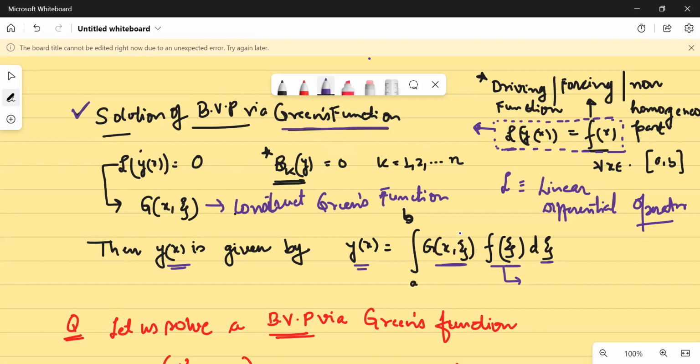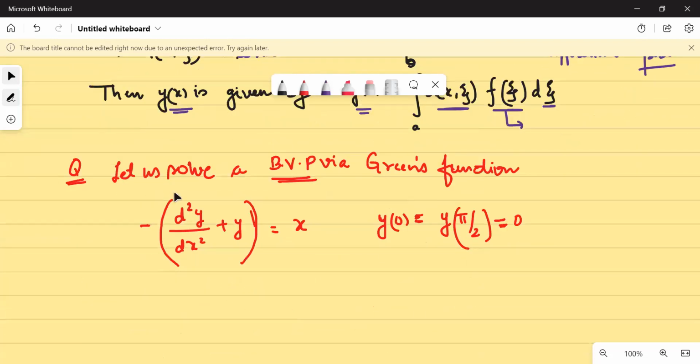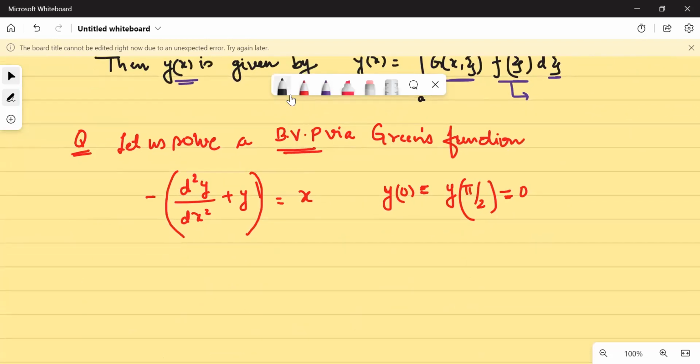Okay, so now let us solve a problem via Green's function. Those who have not taken the lectures before, kindly take those lectures. Otherwise, things will be difficult for you. Although I'll keep on revising things. Don't worry. So overall, what am I supposed to do first?